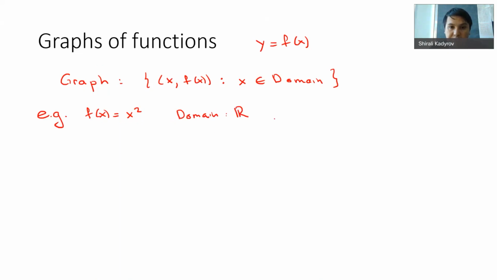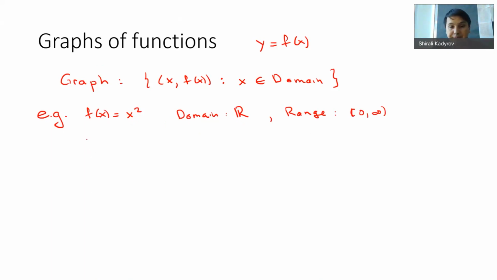Okay, how about the range? Well, x squared can only take non-negative values. And if you range in R, if you vary from minus infinite to infinite, pick any number, etc., and if you square it, it always becomes positive, unless it's zero. If it's zero, then it's zero. So the range is from zero to infinite, right? So zero is included.